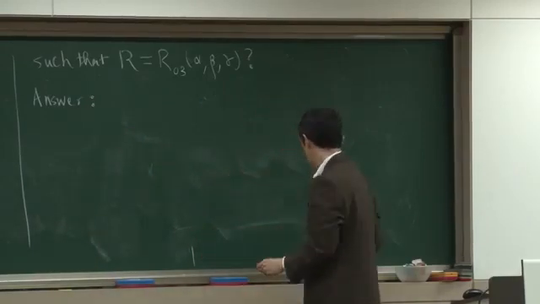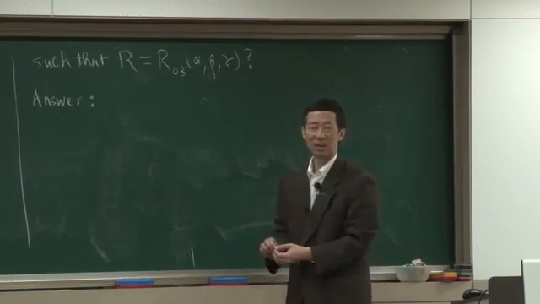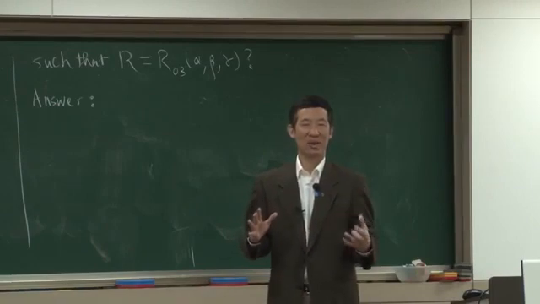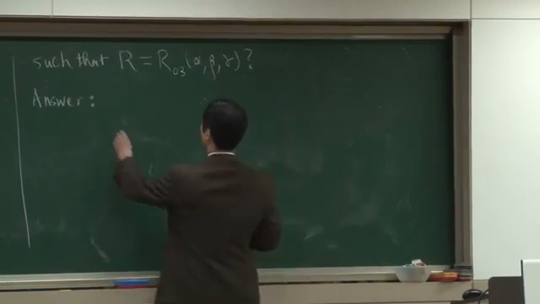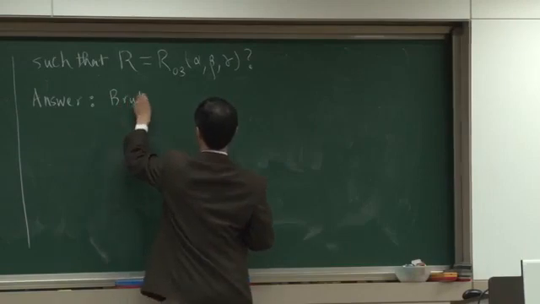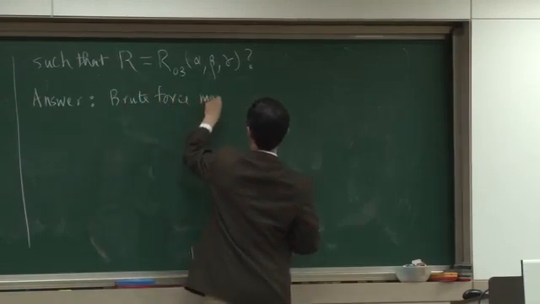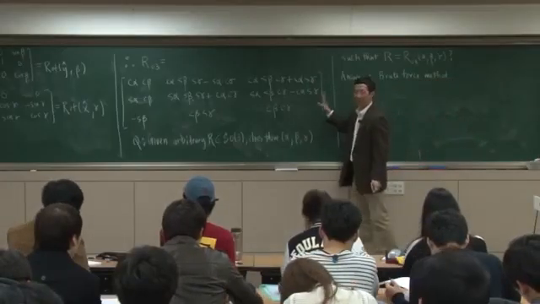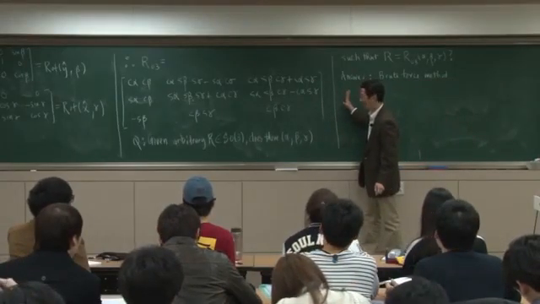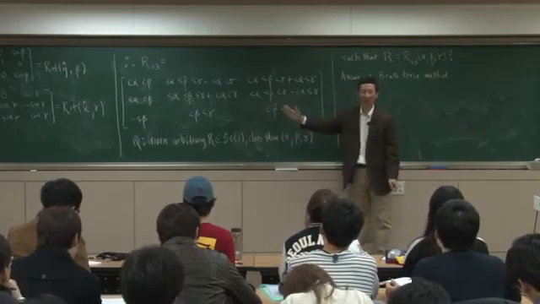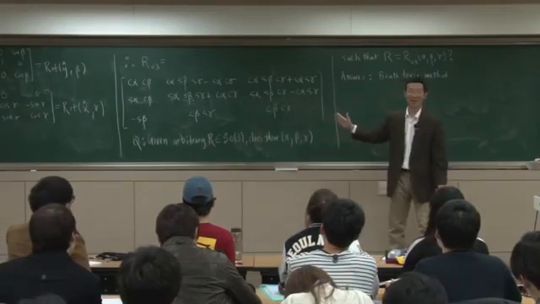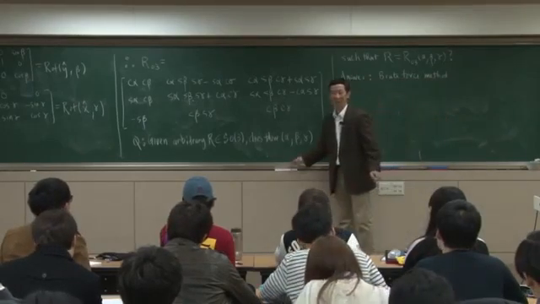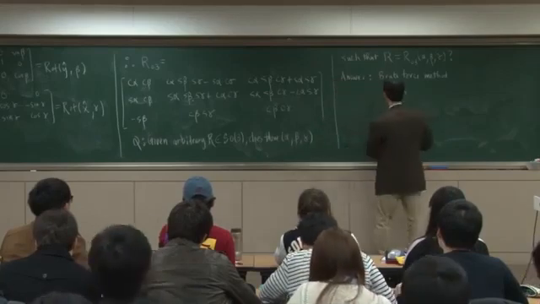Well, in the absence of any clever ideas, what you do is you do the brute force method. So what's the brute force method? You set this matrix equal to R, and then start looking at each of the terms independently. Not the most elegant, but it works.